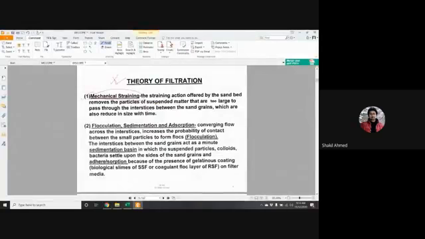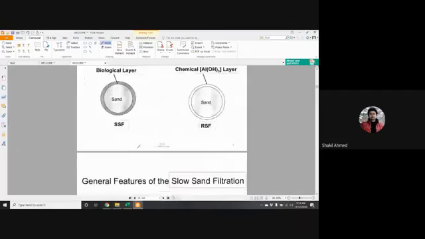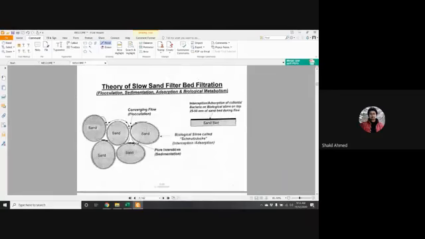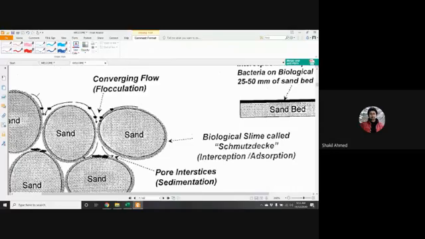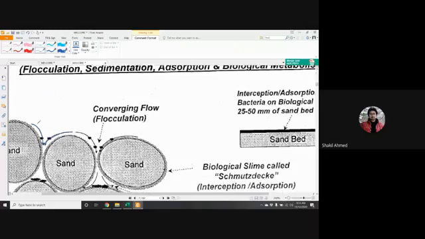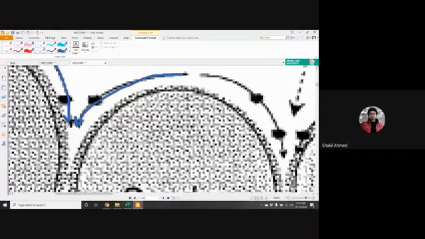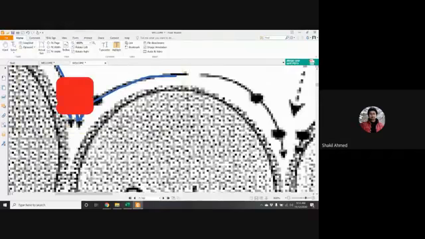Now, flocculation, sedimentation, adsorption. This also happens here. Flocculation. How does flocculation happen? Look at this example. Here is the water coming. You have a particle here. Do you see in the water you have a pollutant? Did you see this black one?